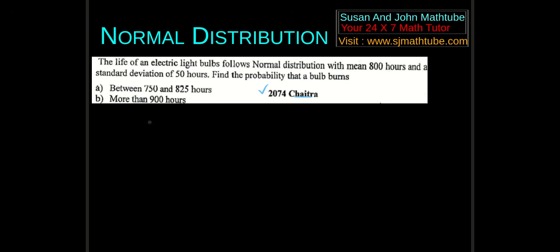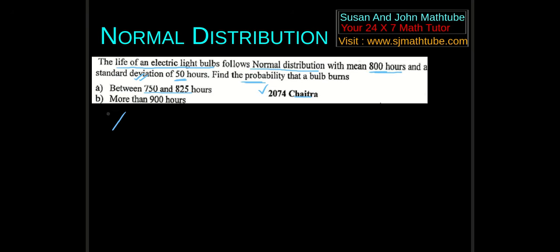Okay, so let's start. So here they are talking about the life of an electric bulb, and it is given that it follows normal distribution with mean 800 hours and standard deviation. Please note it, they have not given the variance, they have given the standard deviation. And they're asking you to calculate the probability. The life will be between some numbers, greater than some numbers.